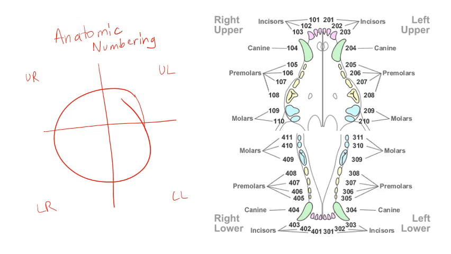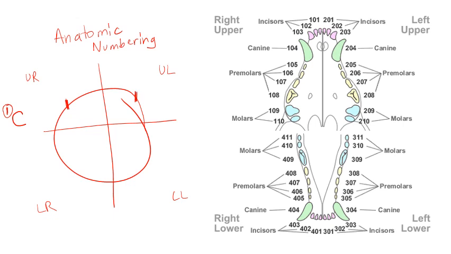So let's say I was interested in labeling the upper right canine. I would use the letter C for canine, and if it's an adult canine, it would be a capital C. And since it's in the upper right quadrant of the mouth, I would put the number 1 here. Since there's only one canine and it's in the upper right, it's going to be over here.